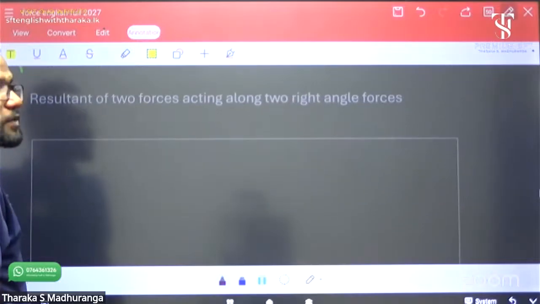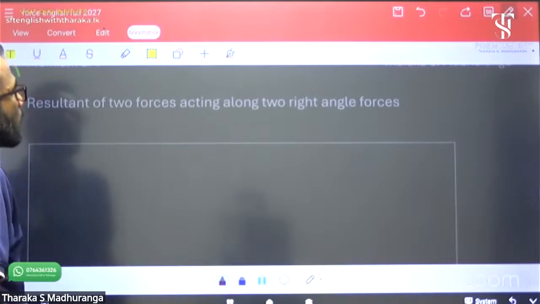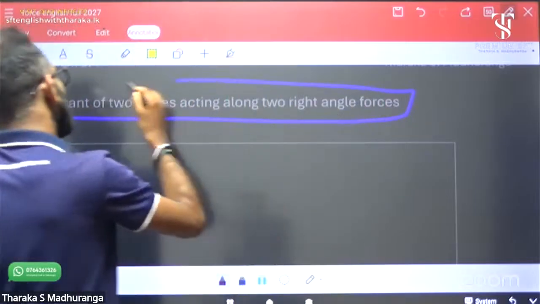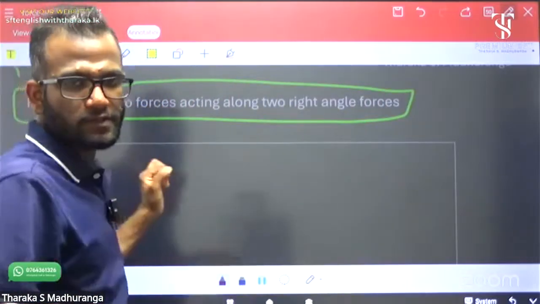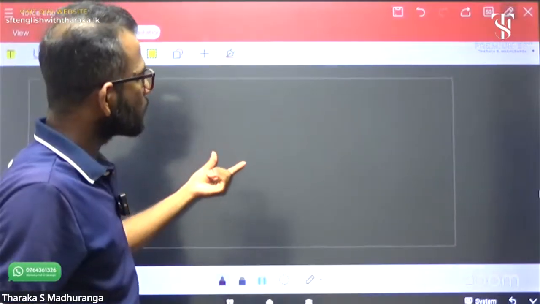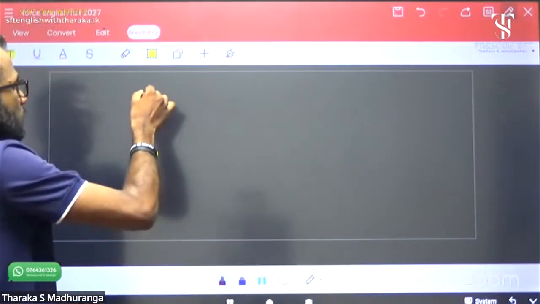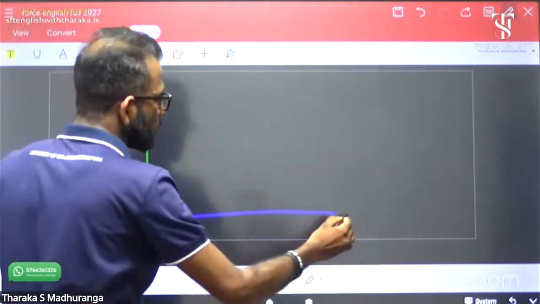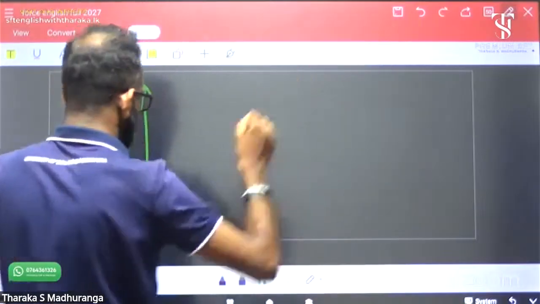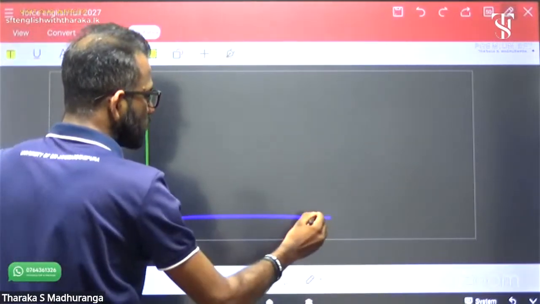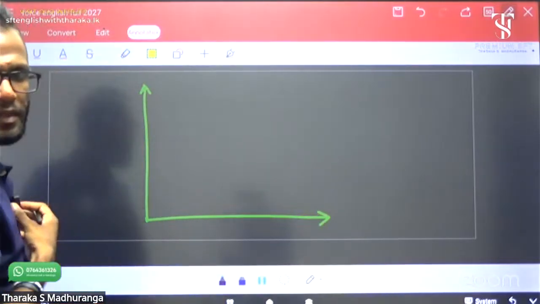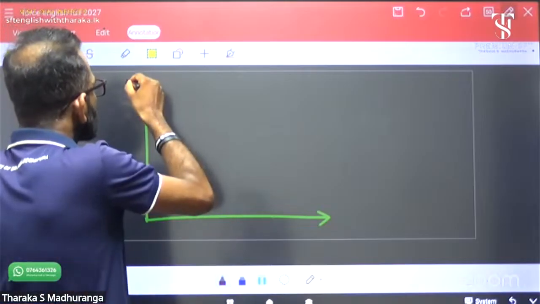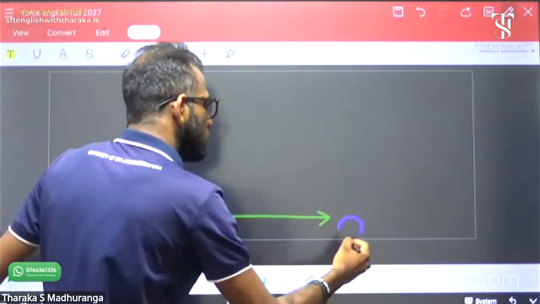The third case: the resultant of two forces acting at a right angle. Right angle forces mean perpendicular forces, like this. Two forces acting along perpendicular directions. Now, this is the most important part. How to get the resultant force? Think this is P, and this is Q.